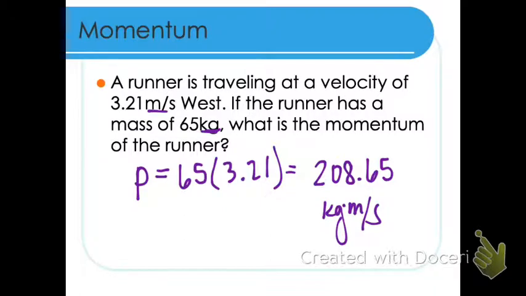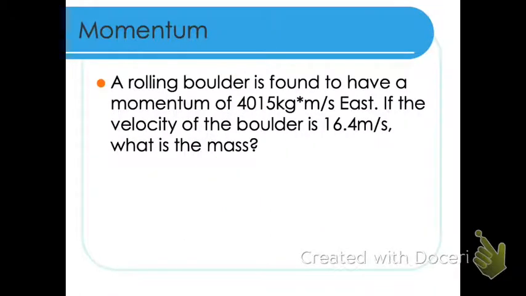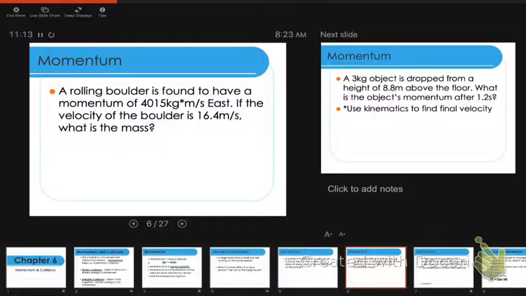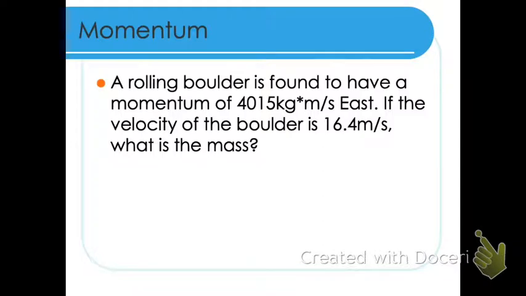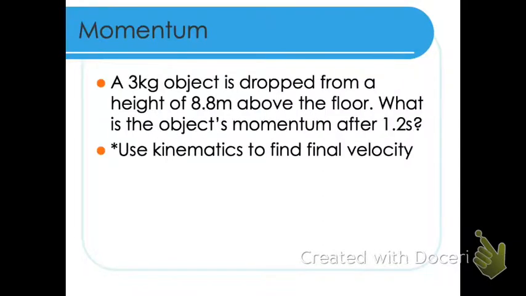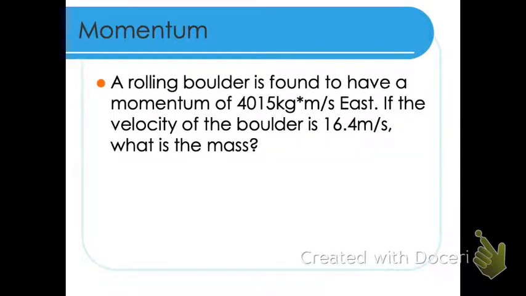Do this one on your own. A boulder is found to have a given momentum. If the velocity is 16.4, what's the mass? All right, 244.8. I think we're good with that, right? Okay, great. That's as easy as it gets.